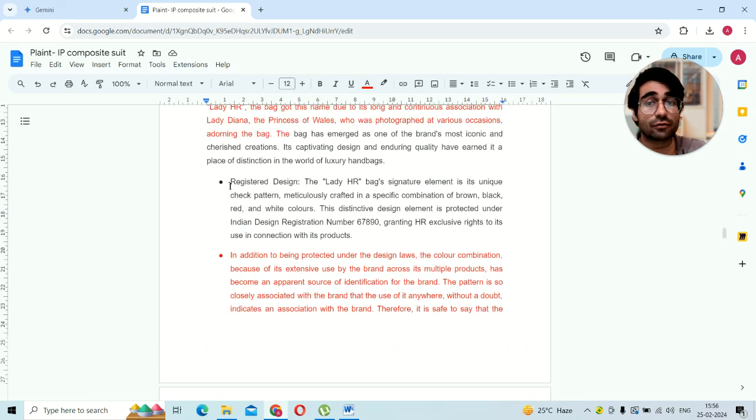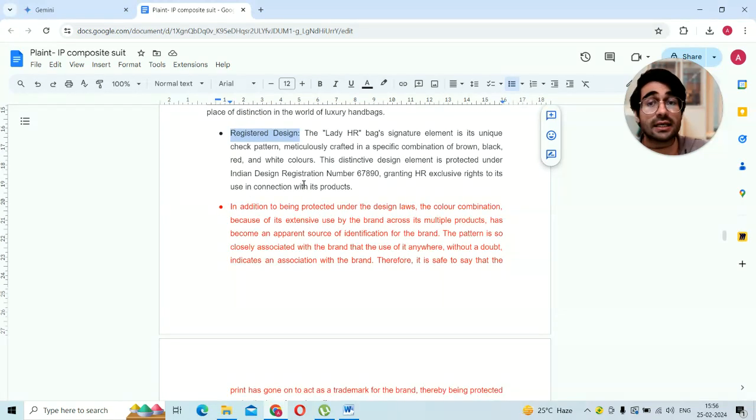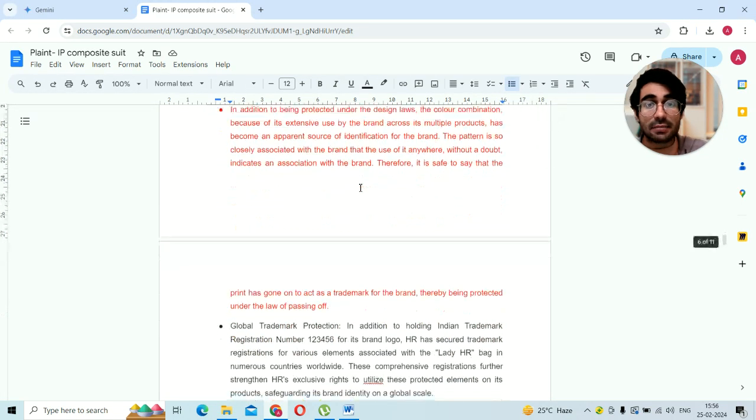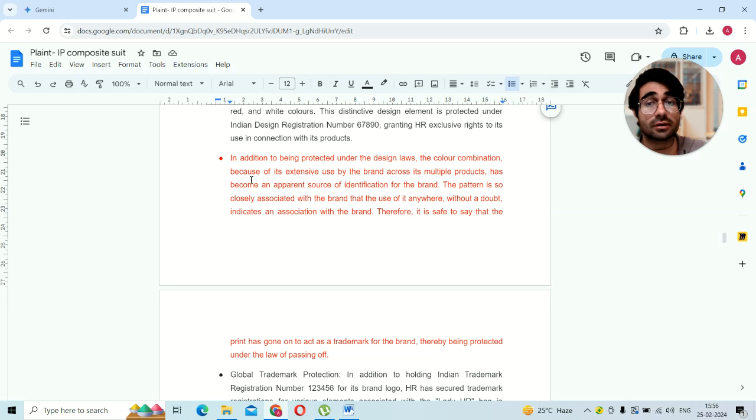So that's that. Then I've talked about the fact that it's a registered design. The specific pattern that the bag has on it, it's a registered design. That's something that Bard stated, but a very important aspect that I had to talk about over here was passing off, right? So this is what I have stated.